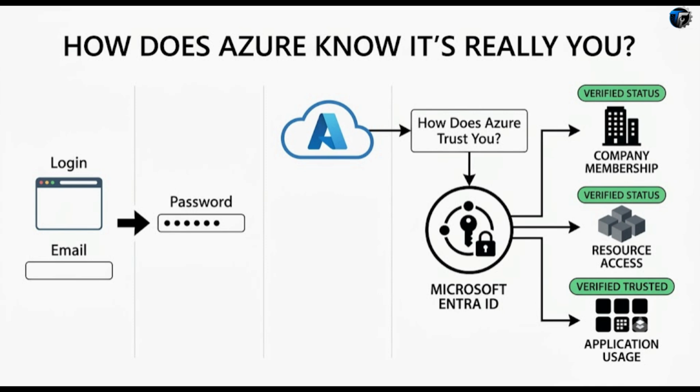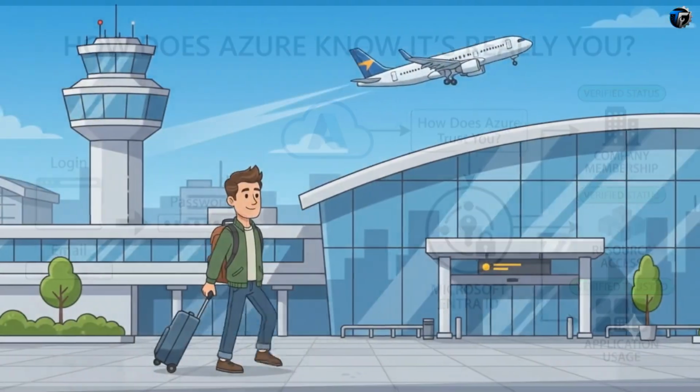Imagine you open Azure portal. You type your email. You type your password. Within seconds, Azure knows exactly who you are. It knows which company you belong to, which resources you can access, which applications you can use. But have you ever wondered, how does Azure know all this? That's where Microsoft Entra ID comes in.